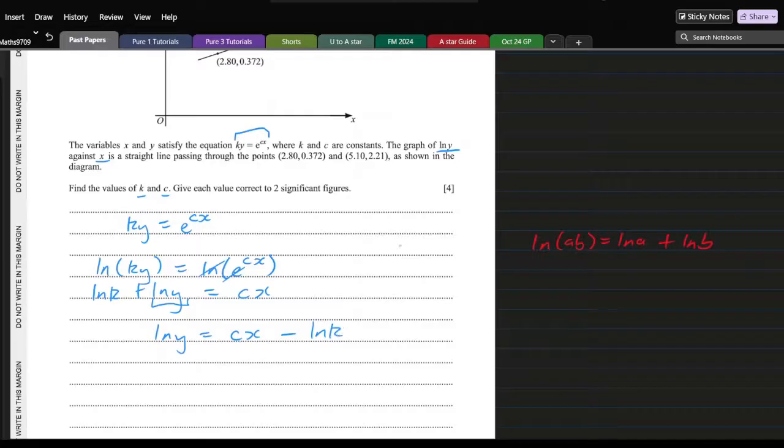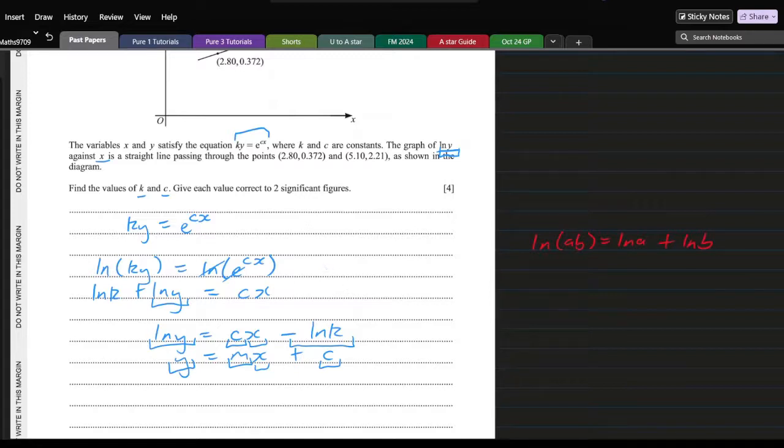Alright, so now that we're at this stage, we can actually compare this to the equation of a straight line. We know that a straight line is of the form y equals mx plus c. So in this case, our y is going to be ln y, because our line is ln y against x. It's not y against x. So in this case, the ln y is representing y. Then our gradient m will be c, and then x is x. And then our y-intercept, c, is being represented by the negative ln k.